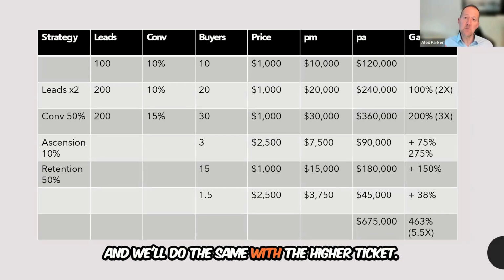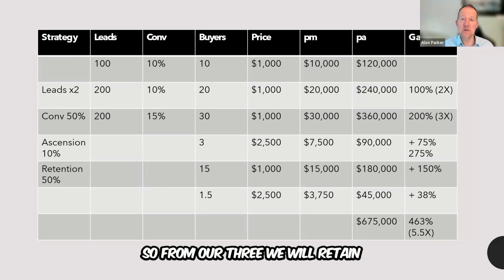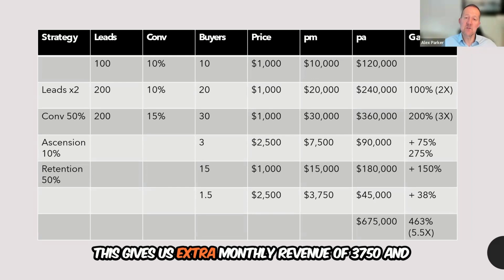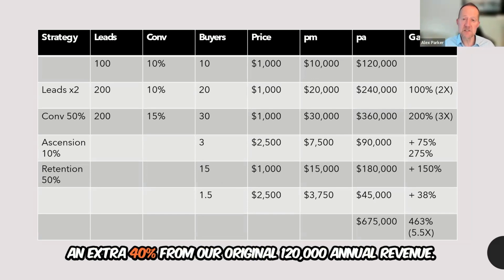And we'll do the same with the higher ticket. We'll assume that we'll retain 50% of them. So from our 3, we will retain 1.5 at the 2,500. This gives us extra monthly revenue of $3,750 and an extra annual revenue of $45,000, almost an extra 40% from our original $120,000 annual revenue.